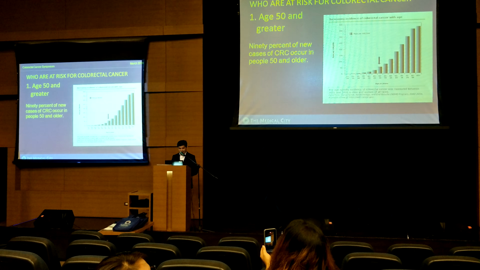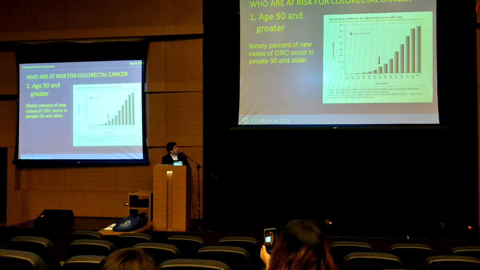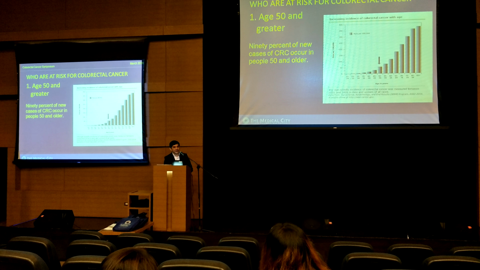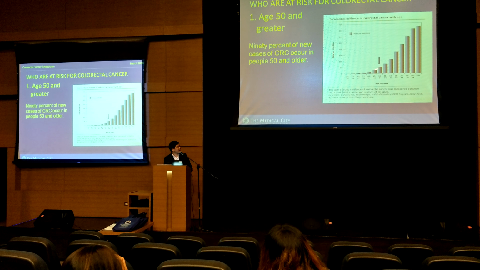And looking at this graph, this graph shows every 5 years of the age group, and where the arrow is, 50 to 55, that's when you start a sudden increase in the risk for colorectal cancer.